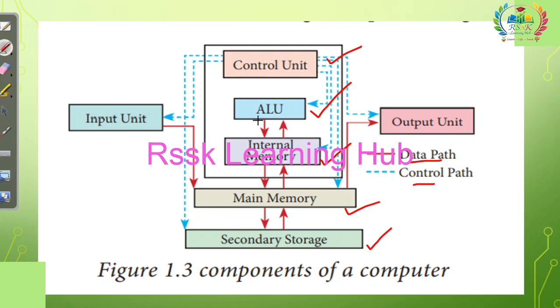Data path means direct input and direct output. Control path means you will have flow of control inside each unit for processing. Okay, that is the use of control unit. So it is indicated in your dashed lines. If there is a direct flow between input and your memory, similarly for output, it should be represented in your straight line arrows.